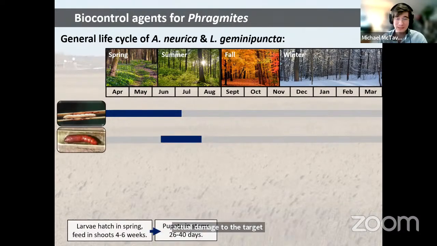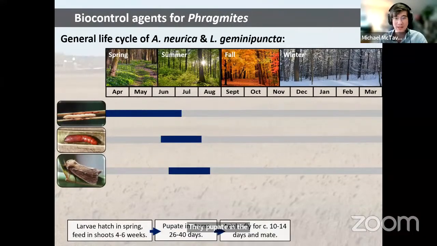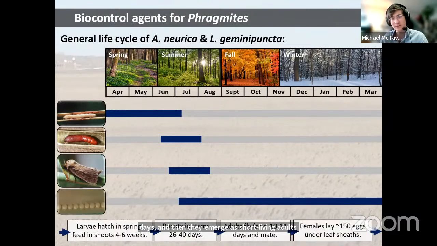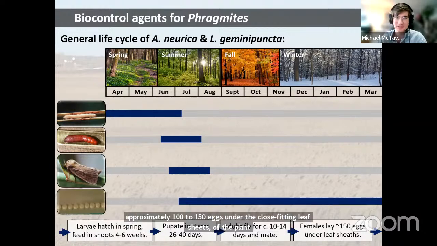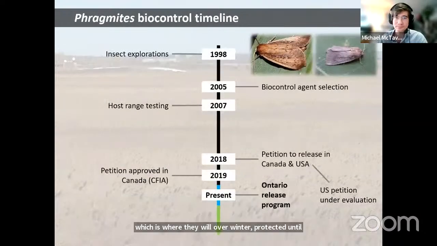They pupate in the stems themselves for about 26 to 40 days, and then they emerge as short-living adults, flying and mating, and the females will lay approximately 100 to 150 eggs under the close-fitting leaf sheaths of the plant, which is where they will overwinter protected until the following spring.